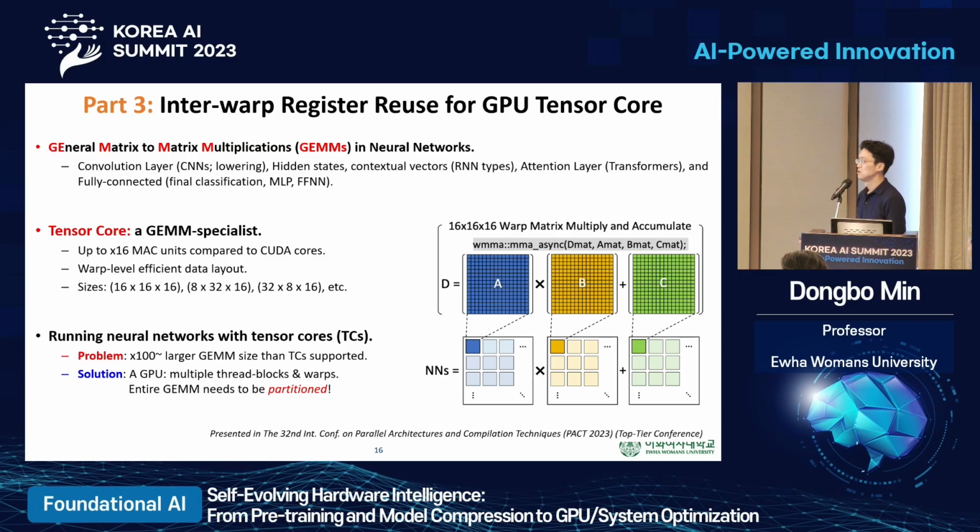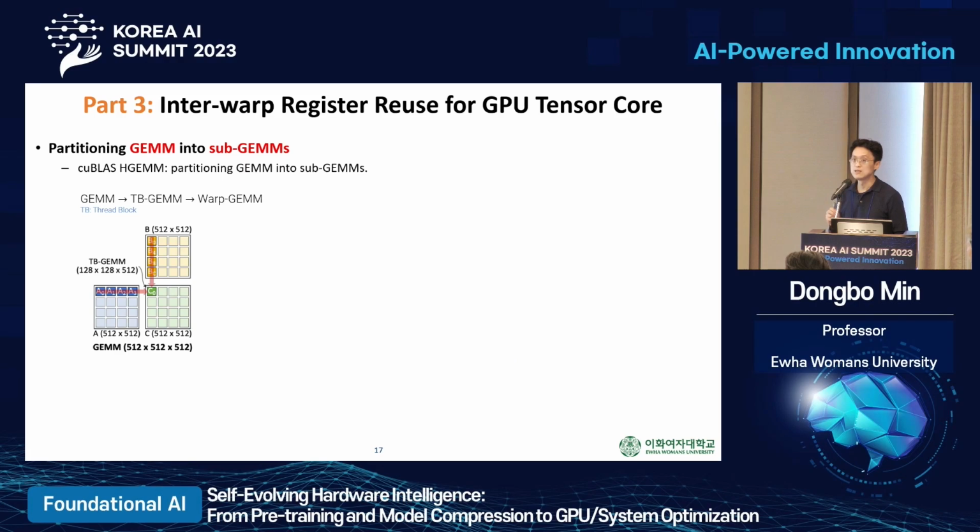The problem is that the GEMM size is 100 times larger than what the tensor core supports in our machine. For instance, we have to apply 512 by 512 by 512, but the tensor core just supports up to 32 by 8 by 16. This is why we have to apply multi-thread blocks and warps. This means we have to partition the GEMM into sub-blocks. That's the real implementation using the tensor core.